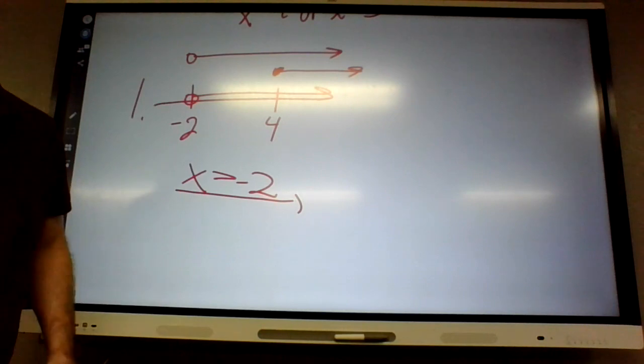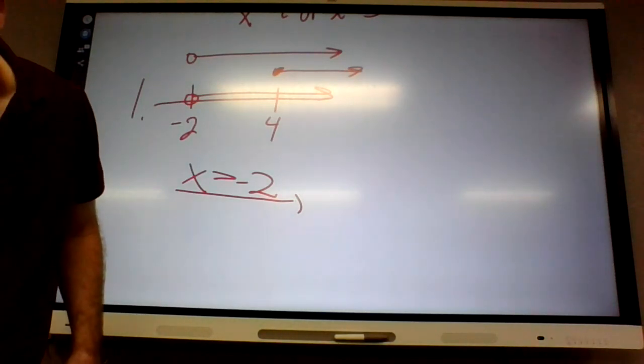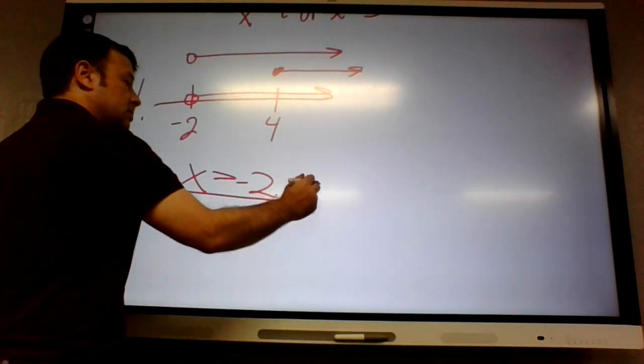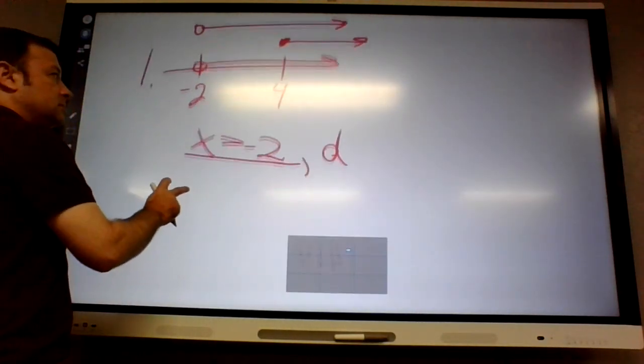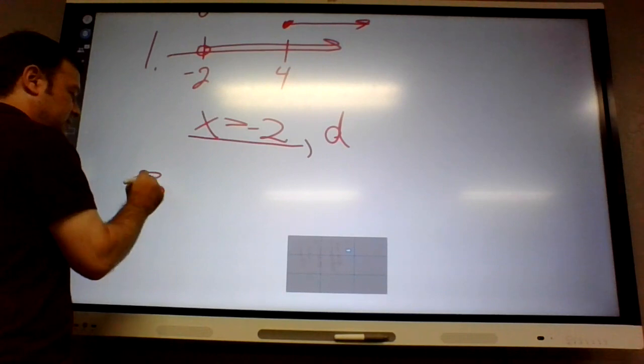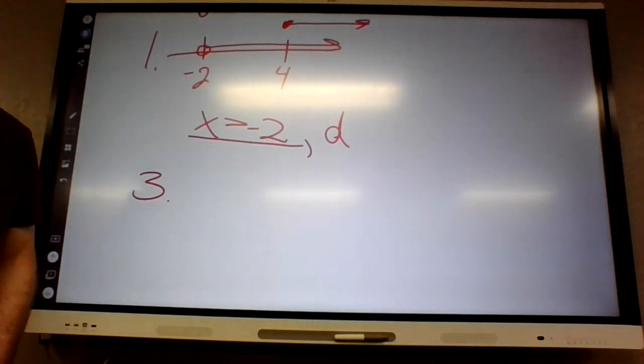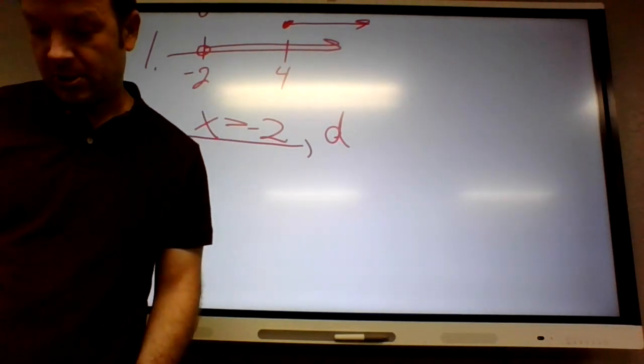So which graph is x is greater than negative 2? D. Alright, you guys getting that? No? Yep. Maybe I have to ask you some questions.